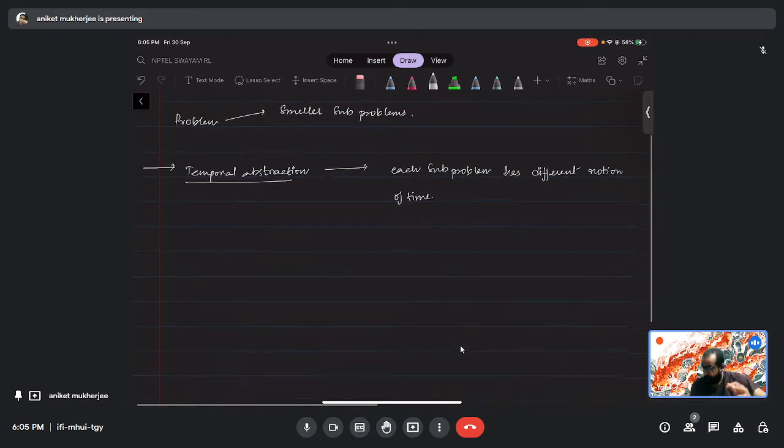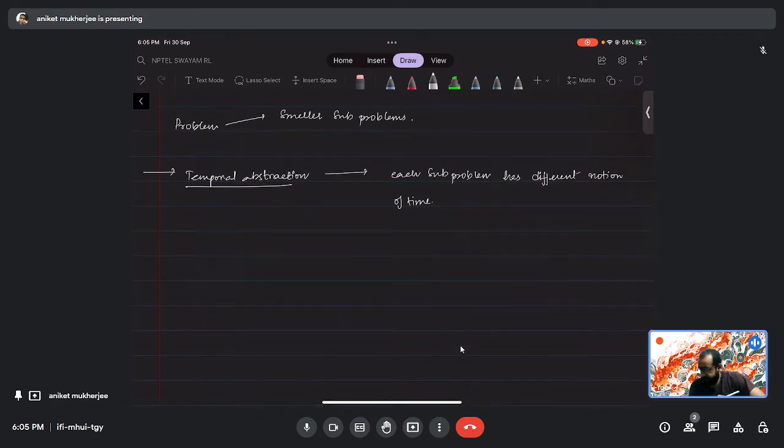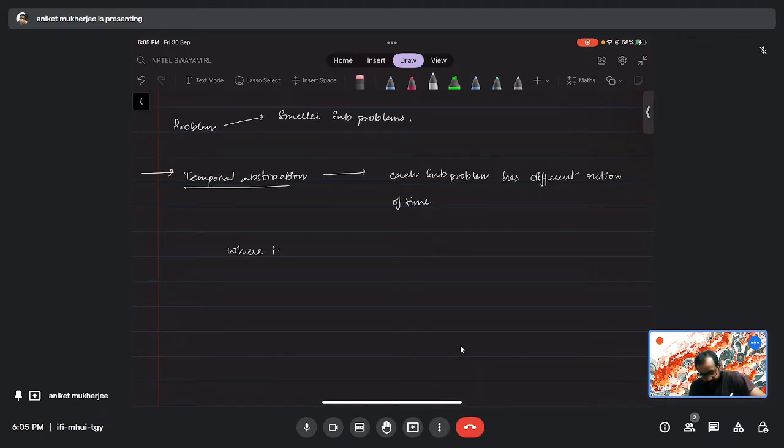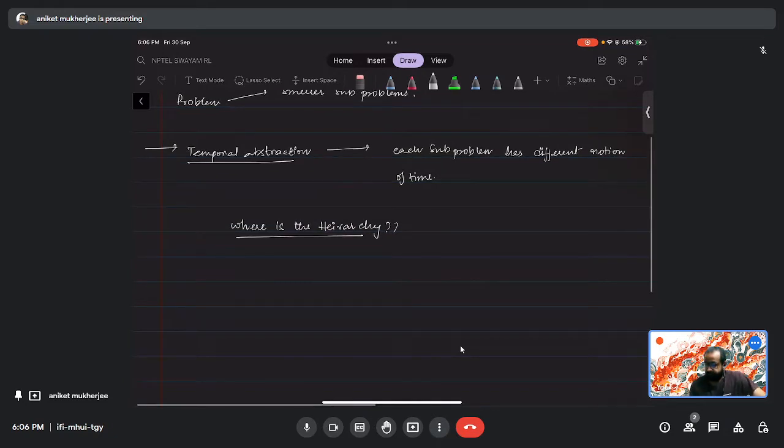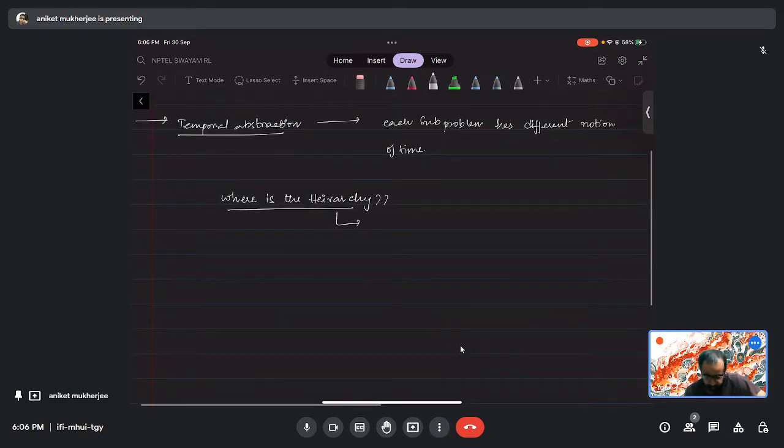So there is this notion of temporal abstraction, but where is the hierarchy? The hierarchy is how you break the subproblem, and which subproblem follows which other subproblem is where you have the hierarchy.